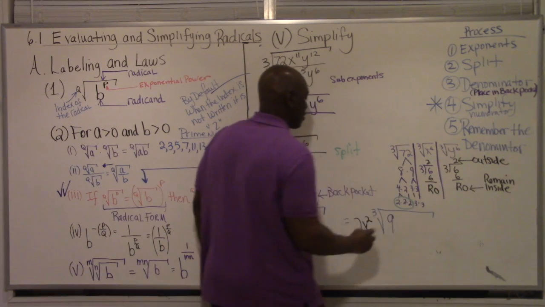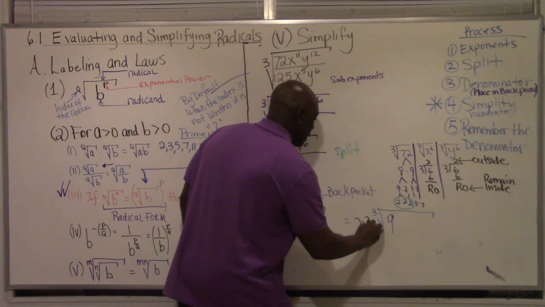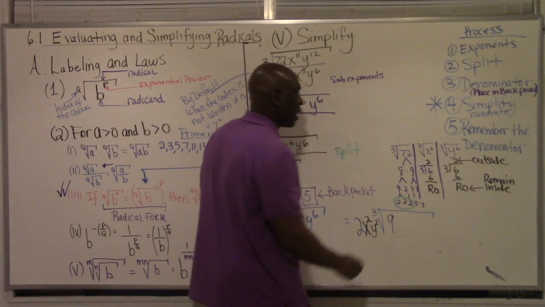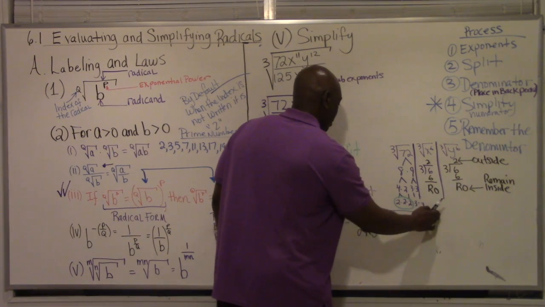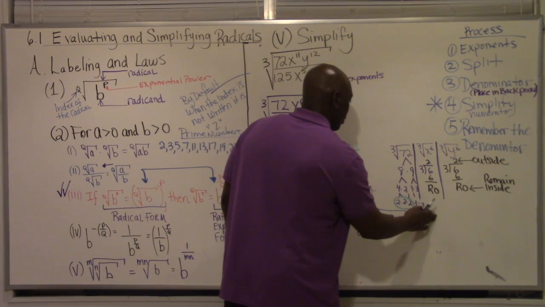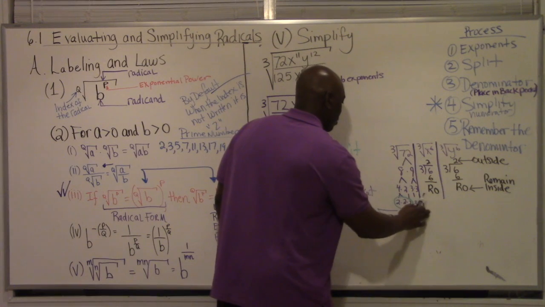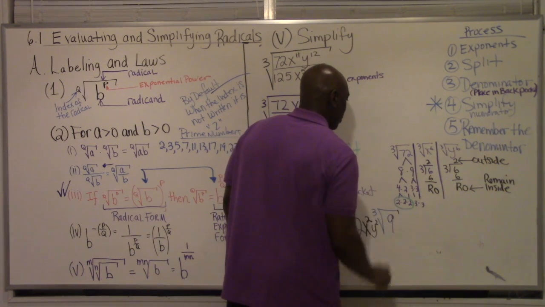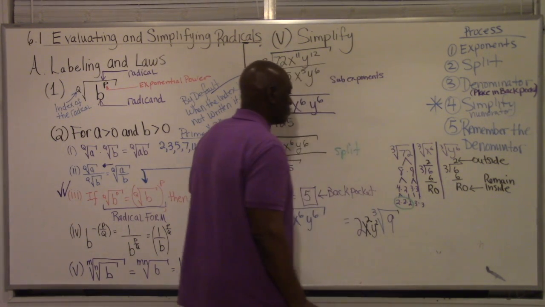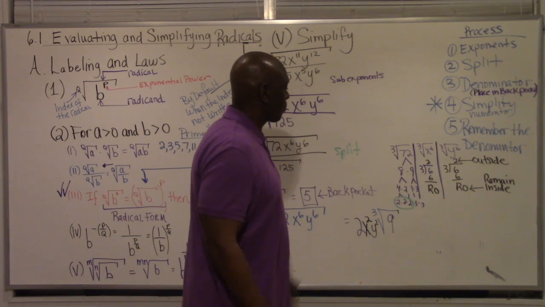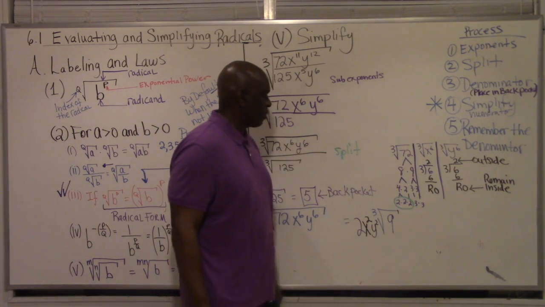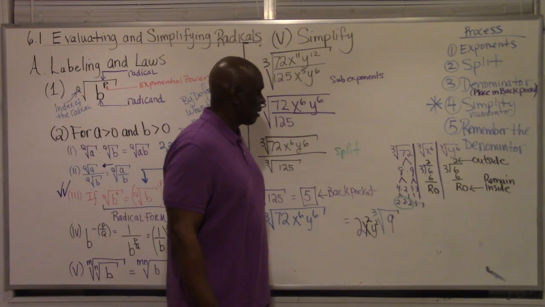So how many Y's go outside? Two of them. Y squared. How many Y's are inside? None. Okay. So there we go. And so that's the answer.